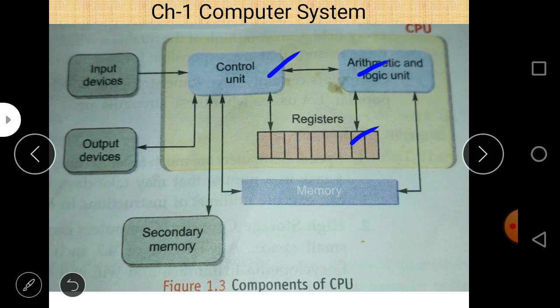Arithmetic operations include addition, subtraction, multiplication, and division. These are all the arithmetic operations. And as far as logical operations are concerned, these are related to less than, greater than, less than or equal to, greater than or equal to. These are all the logical operations, where we compare two or more numbers.